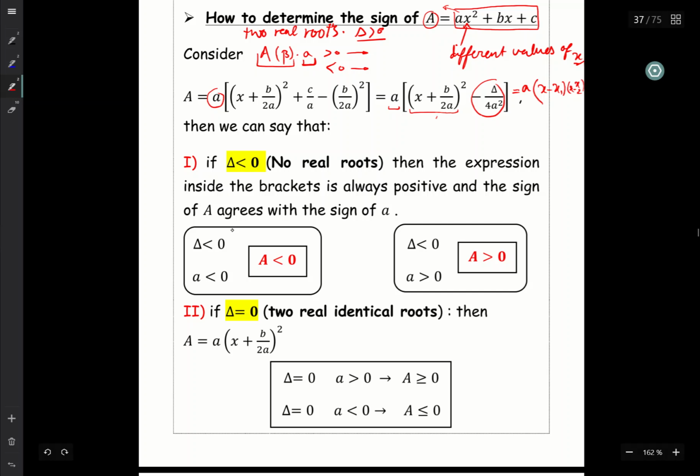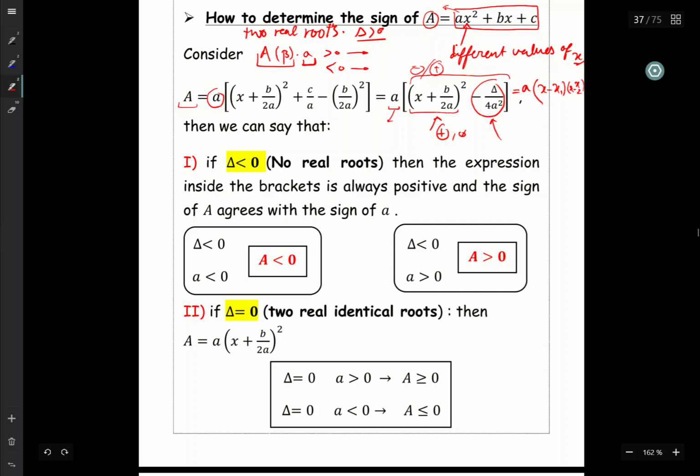The term x plus b over 2a squared is always a positive or 0 value for any given x. Then we have minus delta over 4a squared. Depending on whether or not delta over 4a squared is greater than or less than x plus b over 2a squared, the whole thing could be positive or negative. If it's positive, then the sign of capital A, the quadratic equation, is the same as the sign of a. If it's negative, the sign of the quadratic equation is opposite the sign of the coefficient a.